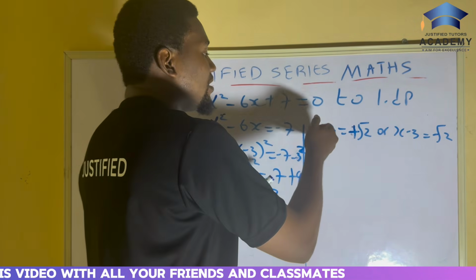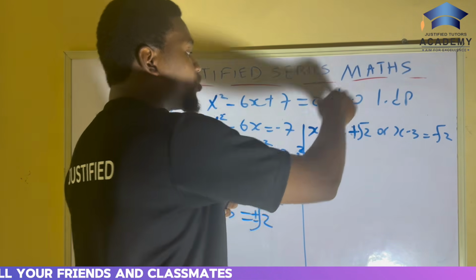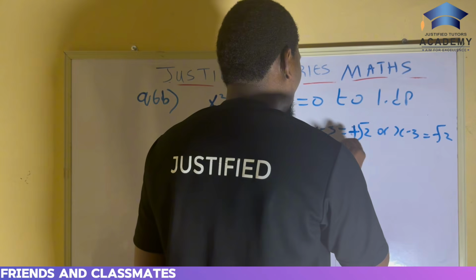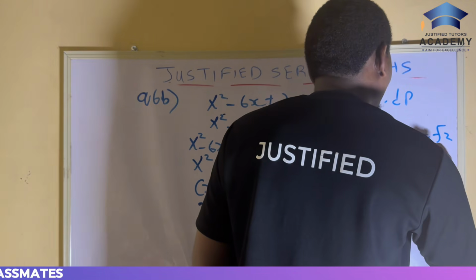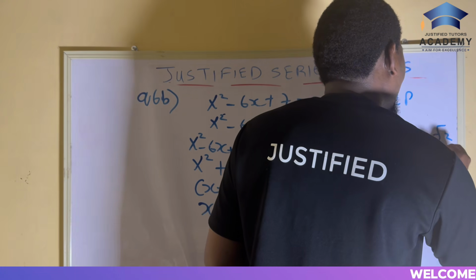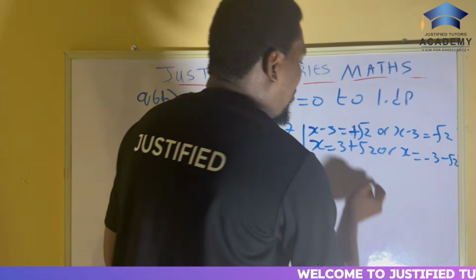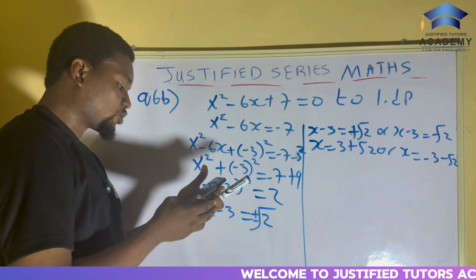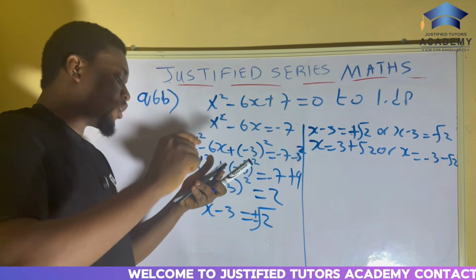So now, x minus 3 equals plus root 2. When 3 goes here, we have x is equal to 3 plus root 2, or x is equal to 3 minus root 2. So now, what do we do after here? We find root 2. Everybody, what is the square root of 2?